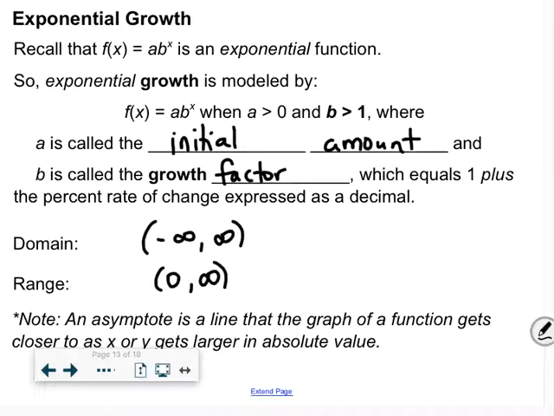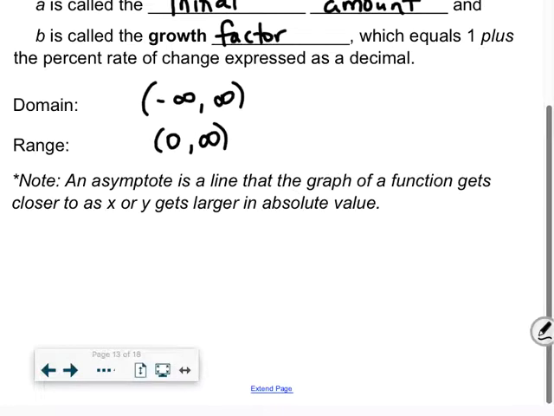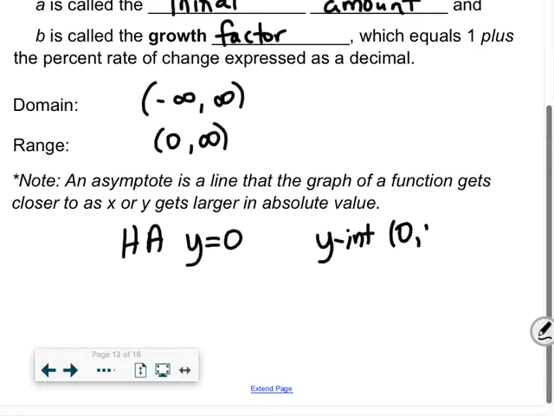Note, an asymptote is a line that the graph of a function gets closer to as x or y increases in absolute value. Wait, don't flip it yet. I want you to write something here. In general, the horizontal asymptote is y equals 0, and it has a y-intercept of 0, 1. This will change as we do transformations. All right, now you can flip it.